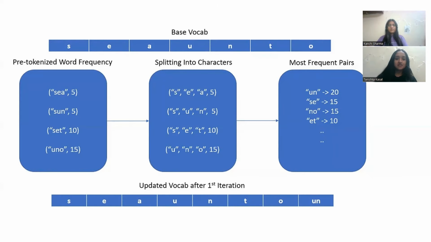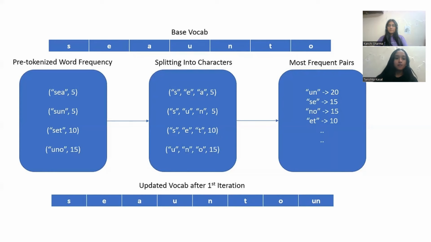Let us now understand what byte pair encoding is. As the name suggests, pairing is taking place and something is being compressed. Byte pair encoding is a simple form of data compression algorithm in which the most common pair of consecutive bytes, or let's say characters, of data is replaced by a byte that does not occur in the data. Let us understand this using an example.